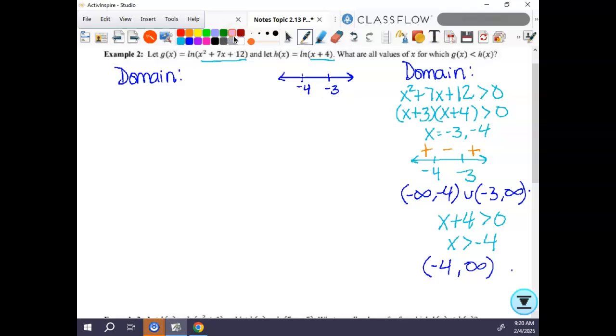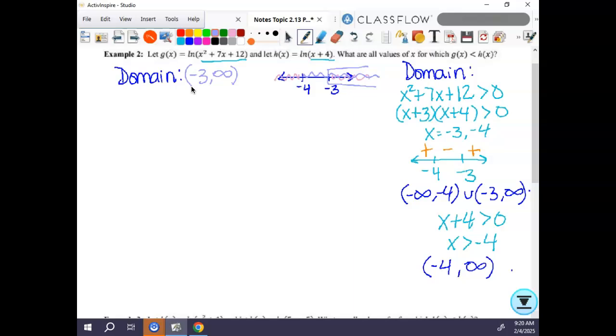Okay, so here's what you can do. If you can't just look at it and know, that's okay. I get to use from negative infinity to negative 4. That's what that part says. And negative 3 to infinity. Then this part says negative 4 to infinity. The only place it's overlapping is right here, right? So my domain that I get to use is from negative 3 to infinity. Okay? Everybody okay with that? Perfect. All right, so that's the domain.